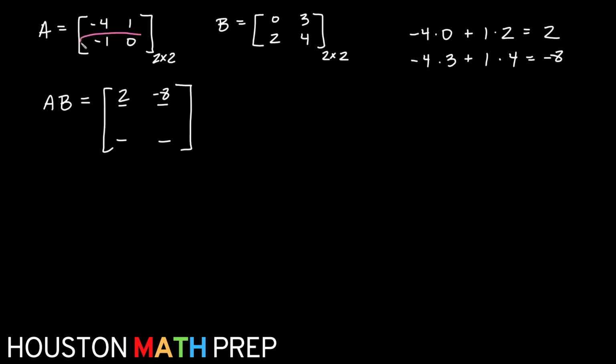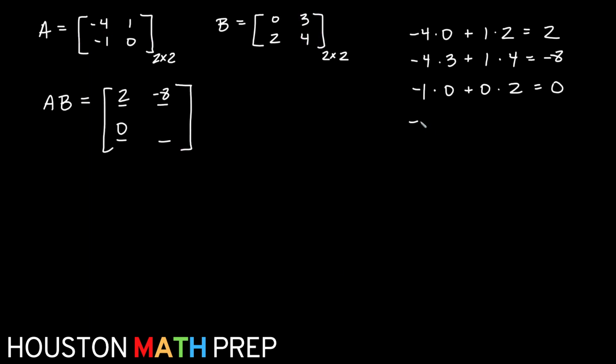All right, so we have completed everything in the first row. Now let's move on to the second row dot products. So -1, 0 times the column 0, 2. We would have -1 times 0 plus 0 times 2. That's going to give us 0. So 0 goes there. And then last, we would have row 2 times column 2. That'll go in the row 2, column 2 spot.